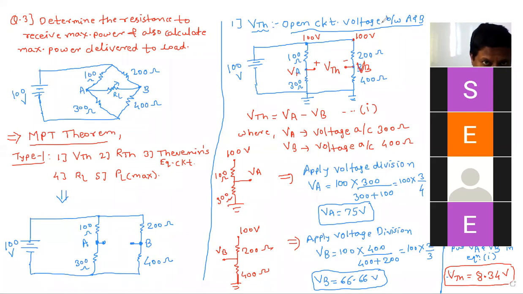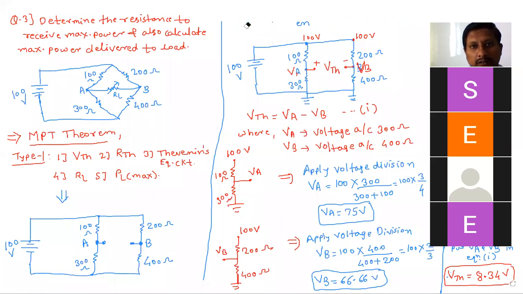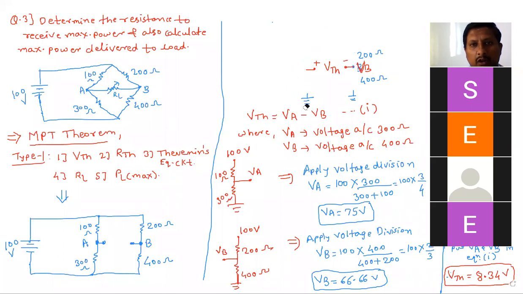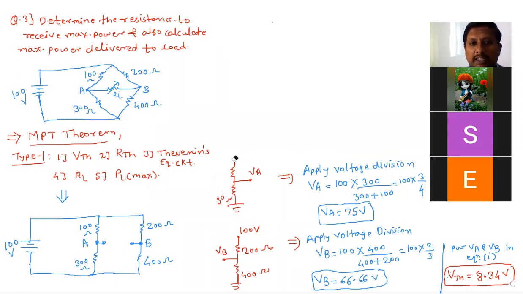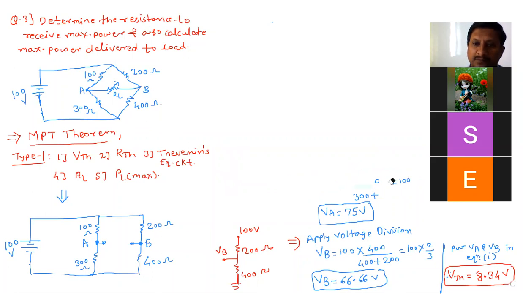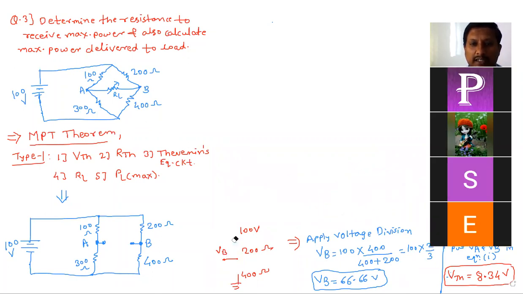Okay, so now we have to calculate RTH. So while finding out RTH, what are the common things? The two terminals from which you are going to find RTH must be open. That is the first common thing. Second thing is, if any ideal voltage source is there, you have to short it, and an ideal current source we have to make open. So here only a voltage source is there, that we can make short.